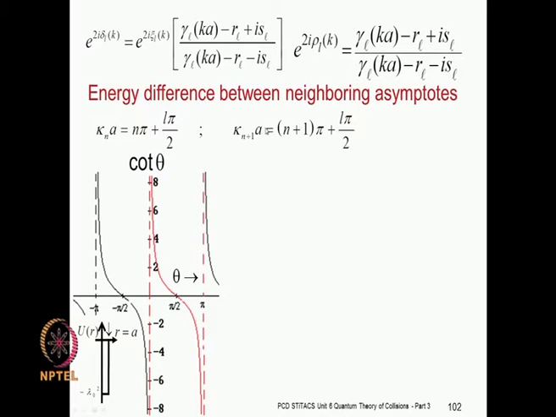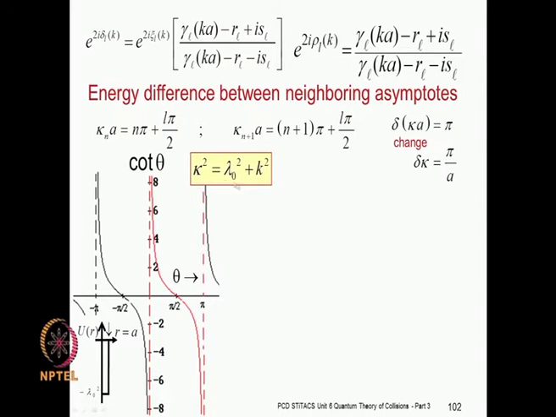This is how kappa would change as you go from one asymptote to the next asymptote. So, what is the net change in kappa a? The net change in kappa a, this delta is not the phase shift, it only represents the change. So, change in kappa a is pi, right, or change in kappa itself is pi over a, okay.